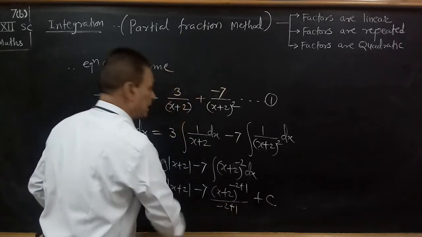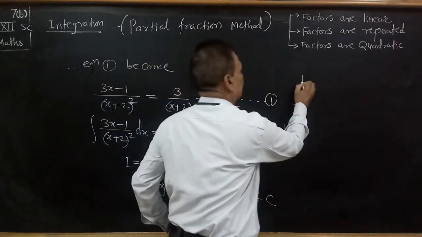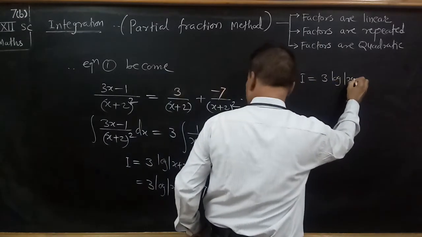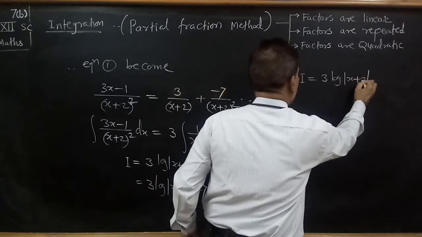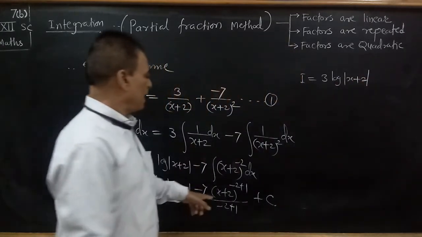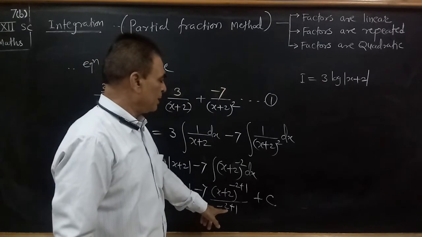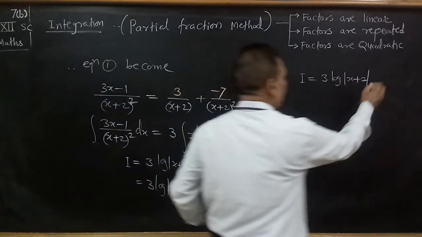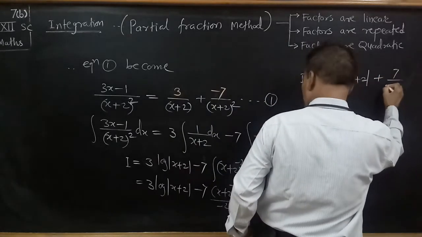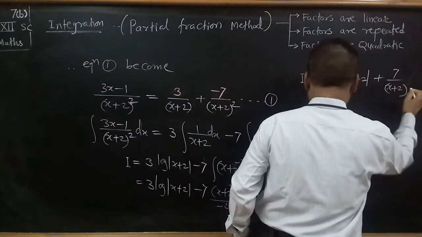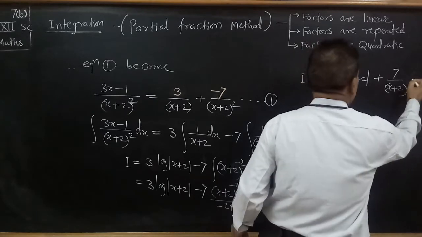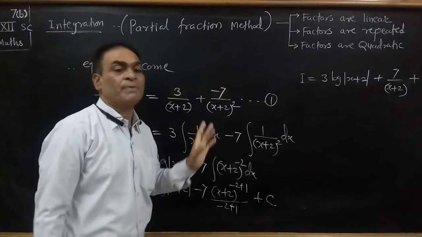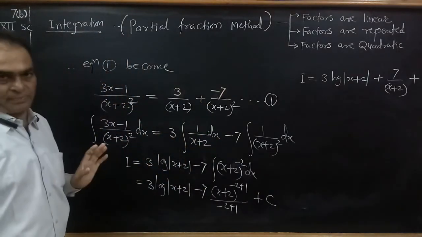Simplify and write your final answer like this. I equals 3 log of mod of x plus 2, the first part. And what about the second part? Here we get minus 1 plus 7 divided by (x plus 2) raised to minus 1, which means plus 1, plus some constant of integration c. This is the final answer for this question. Isn't it?